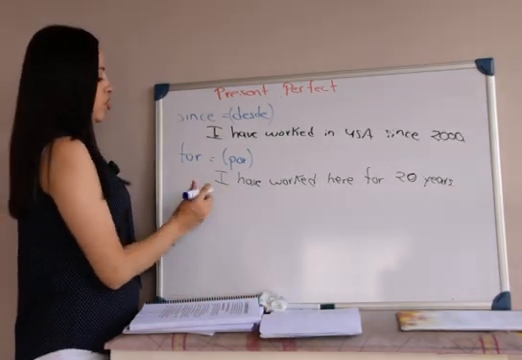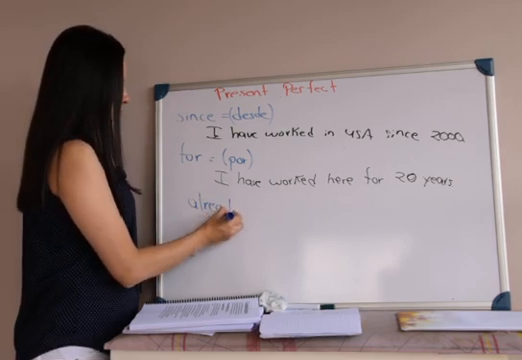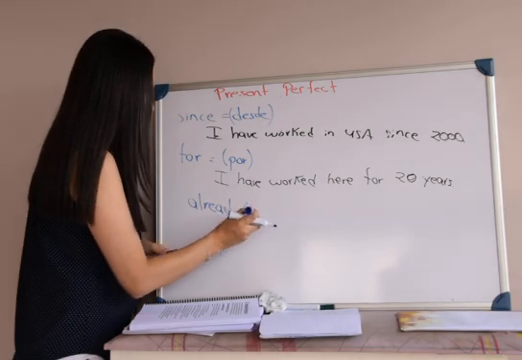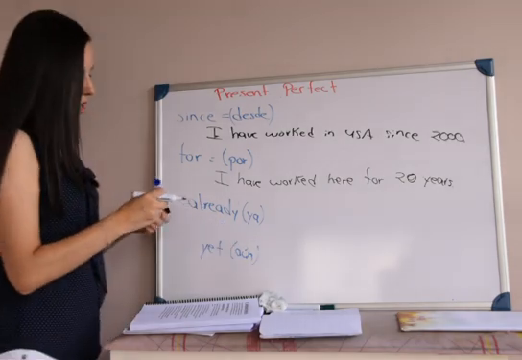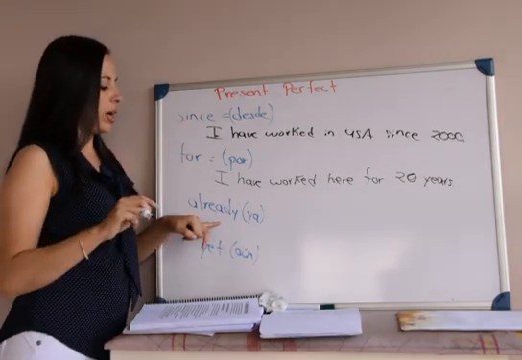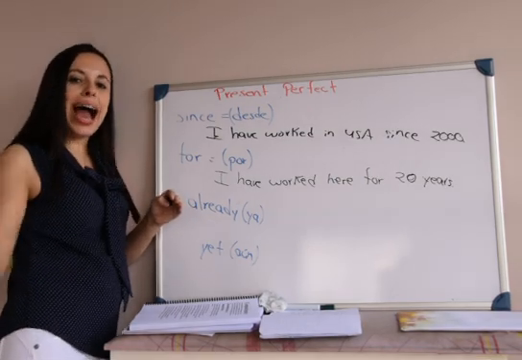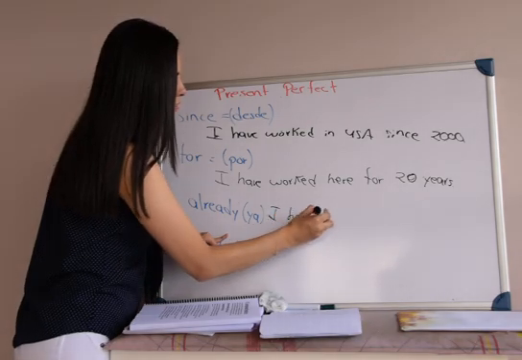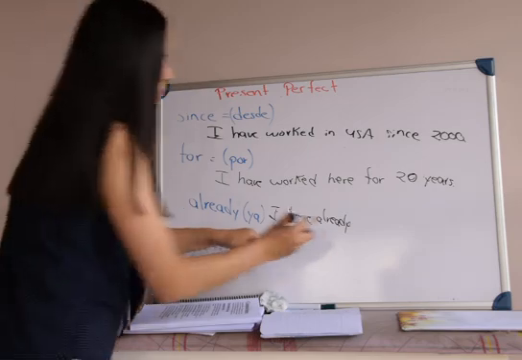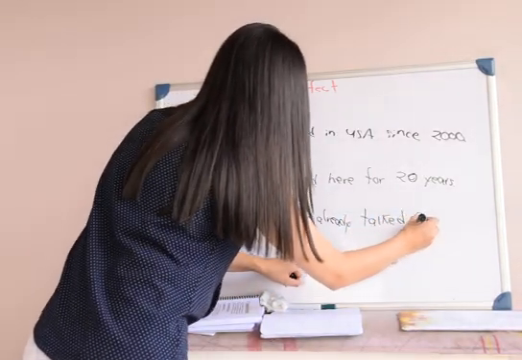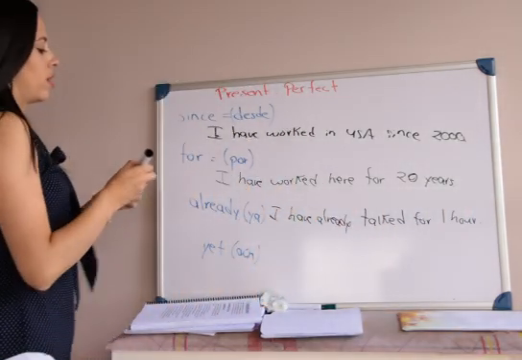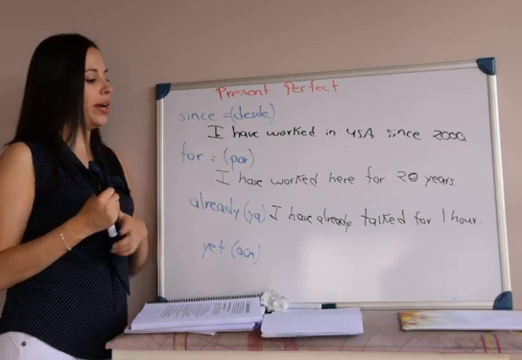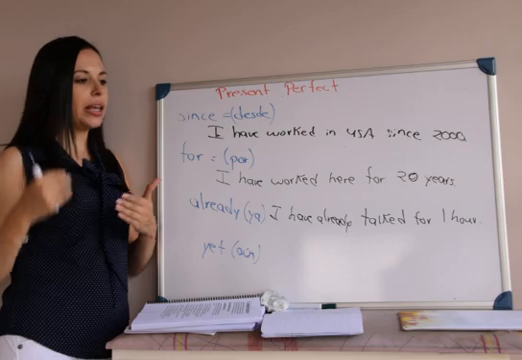Now, just to finish, we have already and yet. Already means ya, and yet means aún. Okay, so we also use these 2 words with the present perfect. Already we use to show that we have already done something. Like, I don't know, it's 2 p.m. So I have already talked for 1 hour. That means that ya hablé for 1 hour, right? So it's something that I have already done, that I have completed.